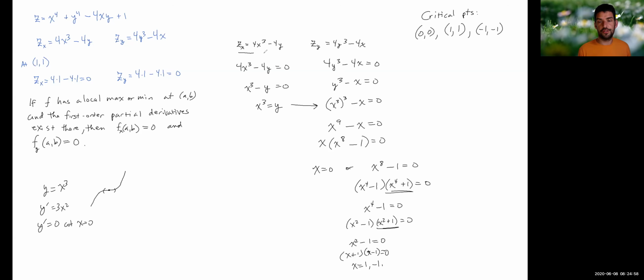Also notice these 2 partial derivatives exist everywhere. There are no numbers we can't cube and multiply and subtract from each other. So there are no critical points due to non-existence, right? So here are our 3 critical points. Let's go back to the graph and see a picture of what's happening at these critical points.